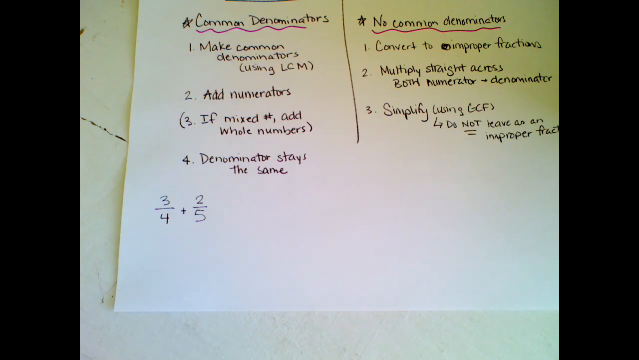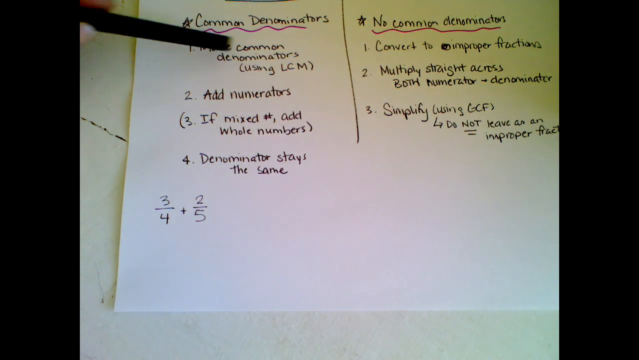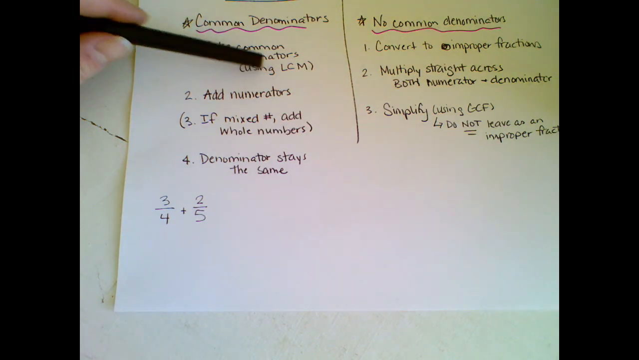So whether you have room on that page you just wrote on or go to the back, that's fine. Write this down, and we're going to follow these steps. We have to have common denominators. So we're going to make common denominators using the LCM. So that's a least common multiple.